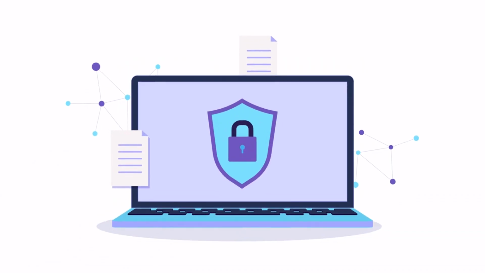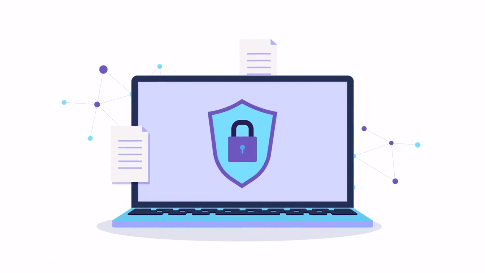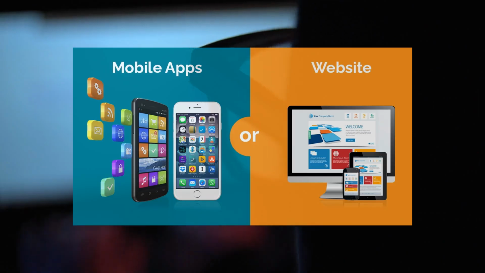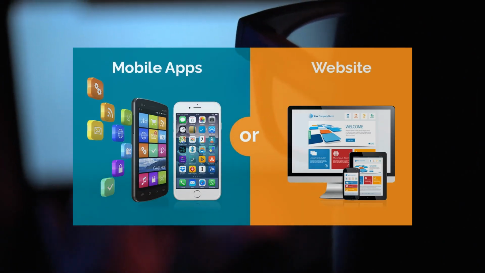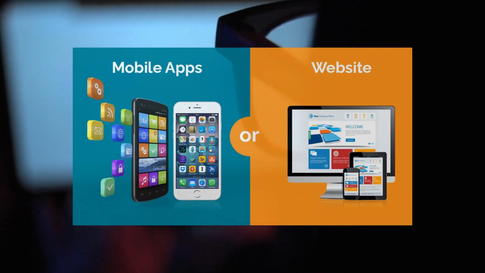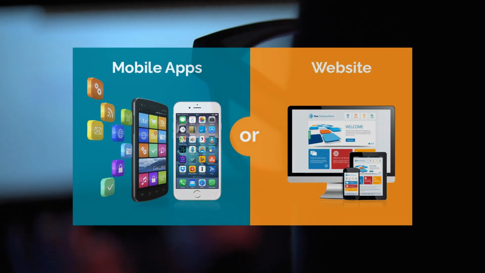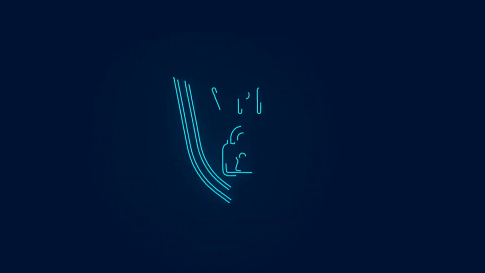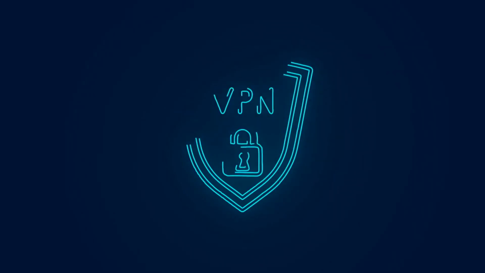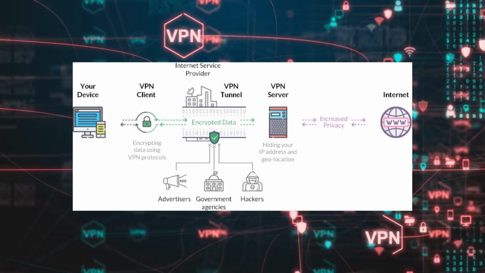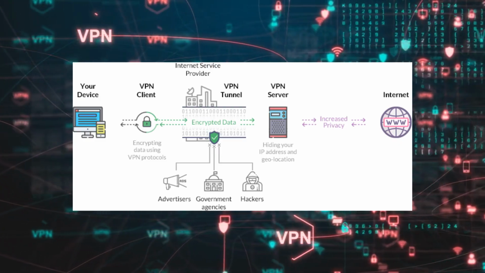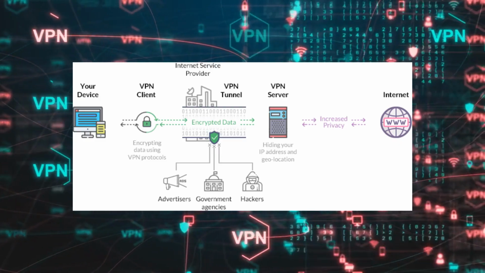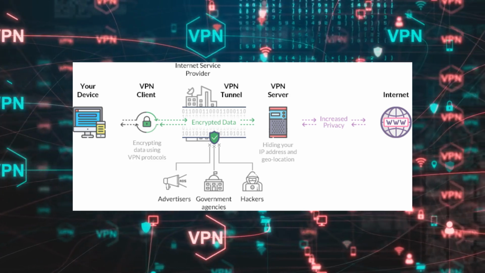IP addresses also play a key role in online security and privacy. Websites and apps use your IP address to figure out where you're located, sometimes for good reasons like showing you local content, and sometimes for tracking your activity. That's why some people use VPNs or proxy servers to hide their real IP address. A VPN creates a secure, encrypted tunnel between your device and the internet, giving you a different IP address and adding an extra layer of privacy.